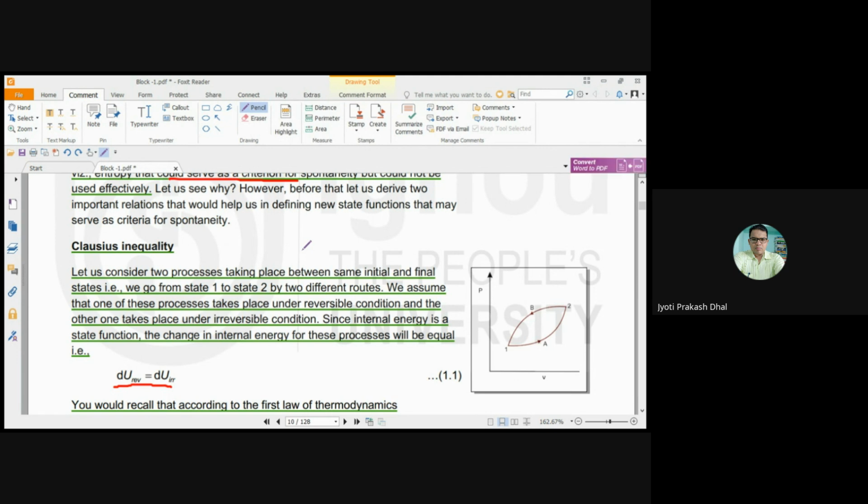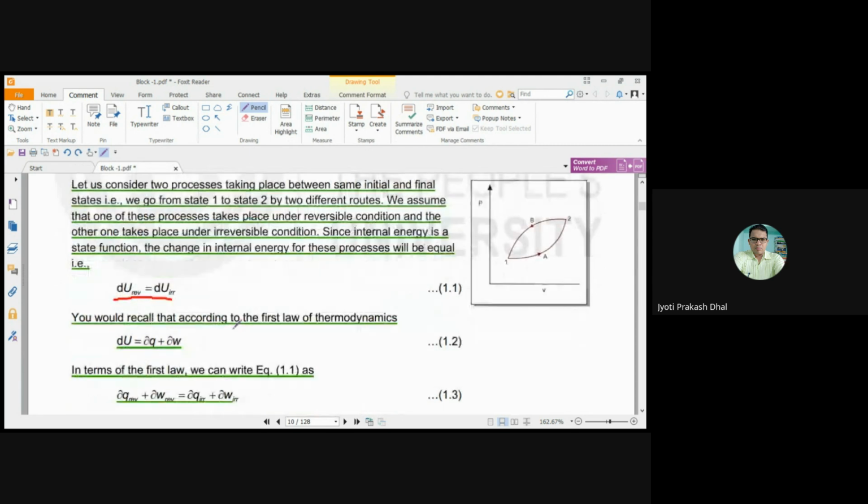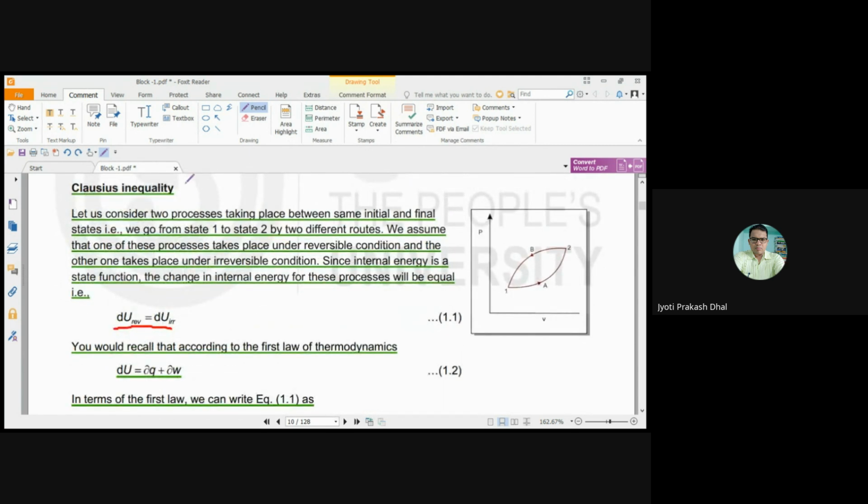Now, before going to that, first we should discuss the Clausius inequalities. This is one type of long question. Let us consider two processes taking place between some initial and final states. Initial state is state 1, and the final state is state 2. From the initial to the final state, the process can be carried out in two different ways, A and B.